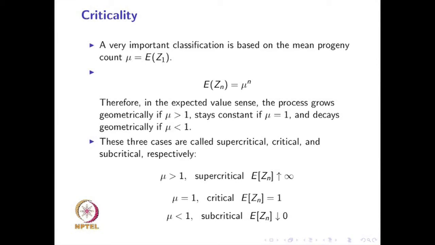That means if mu is greater than 1, the process is called supercritical. In this case, the expectation of Zn tends to infinity. When mu is equal to 1, the process is called critical, and the expectation of Zn is equal to 1 as n tends to infinity. When mu is less than 1, the process is called subcritical, and the expectation of Zn tends to 0 as n tends to infinity.